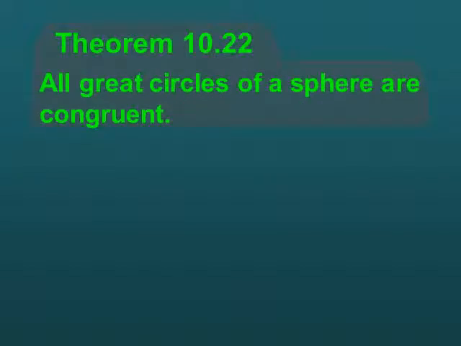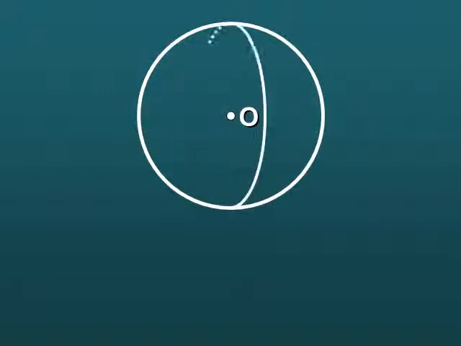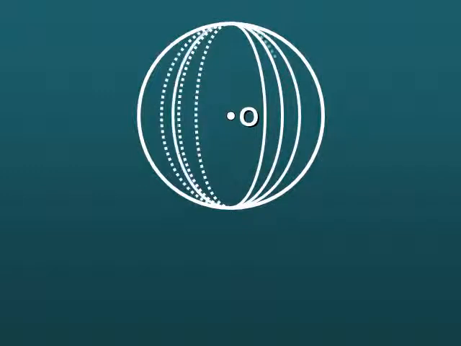All great circles of a sphere are congruent. So no matter where I draw my great circle, as long as I'm going through the center, they all share the same radii, which means the circles are congruent. And there are infinitely many great circles.